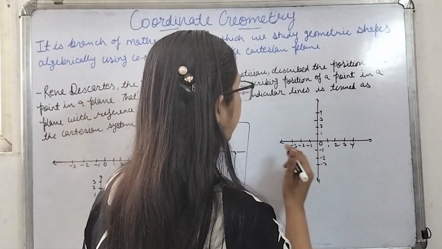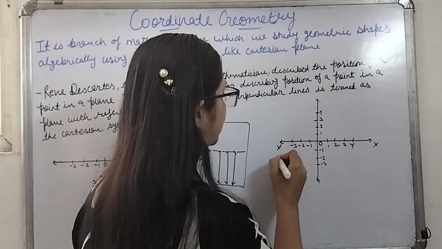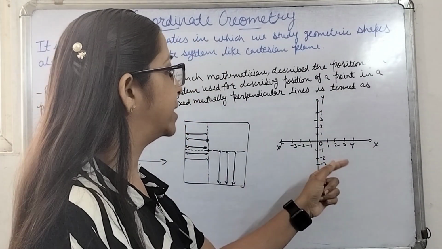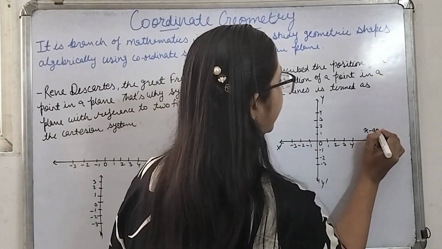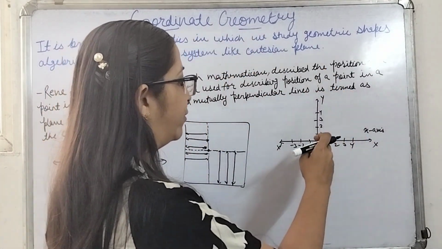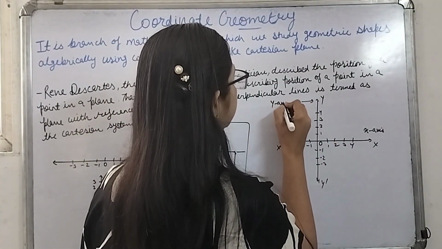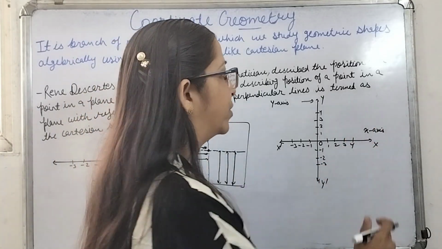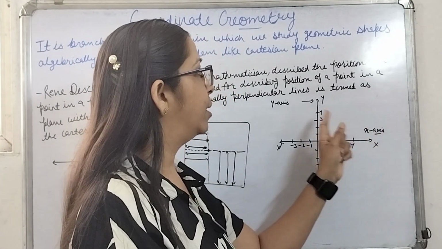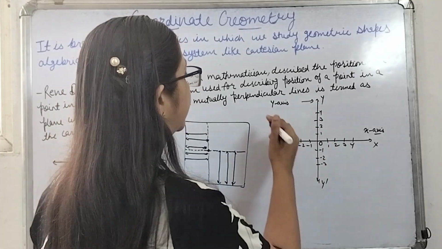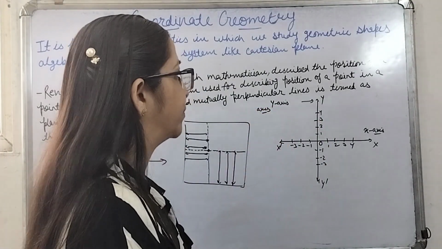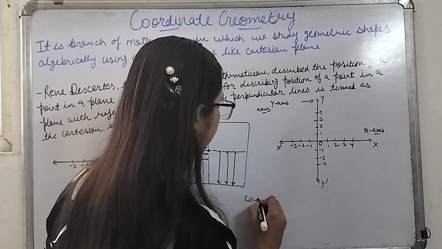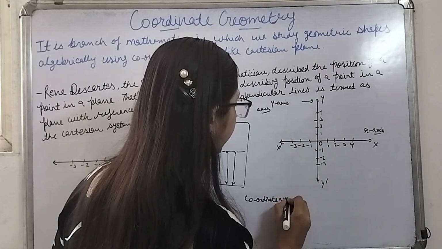Now this horizontal line is denoted by X dash, and this vertical line is denoted by Y dash. This horizontal line X dash is known as the x axis, and this vertical line Y dash is known as the y axis. When we talk about only one axis, we write it as axis, which is singular. But when we talk about both axes, the plural becomes axes. That means these two x and y axes are known as the coordinate axes.